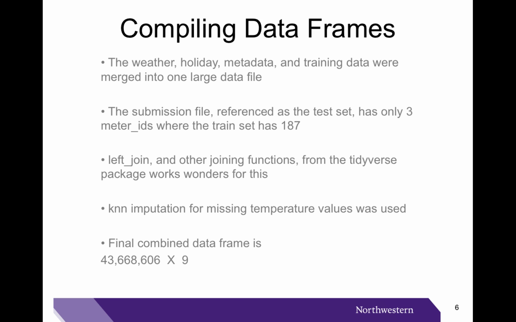KNN imputation was used for missing temperature values. We did not impute any of the other values for the actual meter readings. We don't want to introduce any bias if the goal of this is to be predicting or finding anomalies. Imputing based on nearest neighbors and such, we just felt could have thrown that off drastically. And for the temperature values, instead of keeping them every 15 minutes, we just averaged every reading from each station that was provided by hour. So temperature was just averaged to shrink that a little bit. After that was all done, the final combined data frame was about 44 million rows by 9 columns.